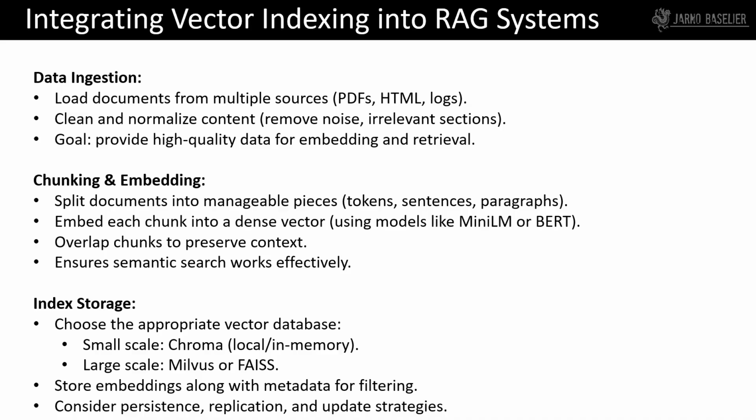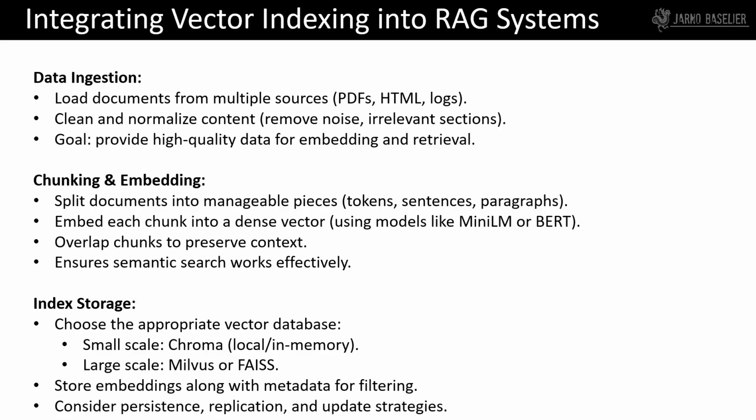Data ingestion. Well, we have to put data inside the vector database. Load documents from multiple sources like PDFs, HTML, logs, websites, etc. Then we have to clean and normalize its content, so we have to remove the noise and irrelevant sections. And the goal here is to provide high quality data for embedding and retrieval. Chunking and embedding: split documents into manageable pieces like tokens, sentences, and paragraphs. Embed each chunk into a dense vector using models like MiniLM or BERT, and overlap chunks to preserve context. Ensure semantic search works efficiently.